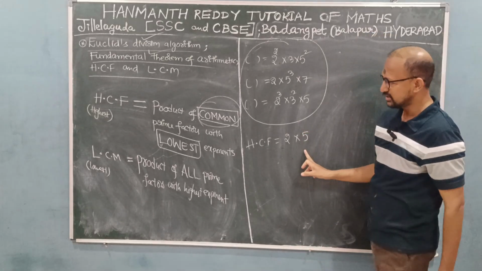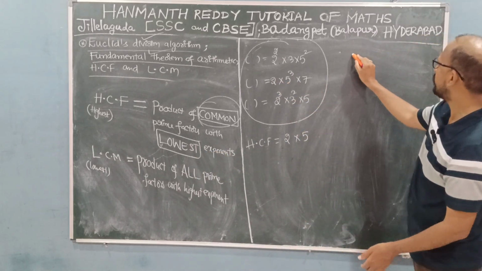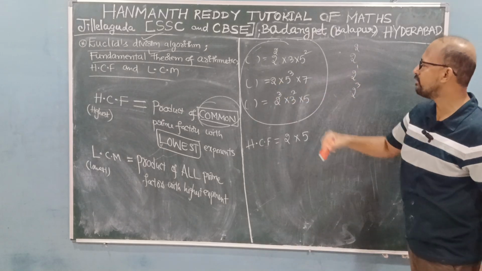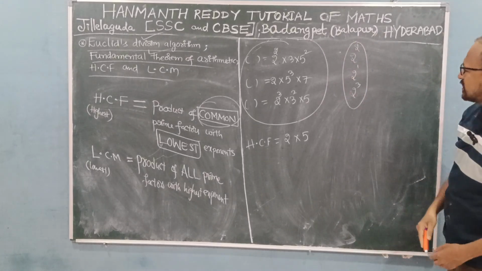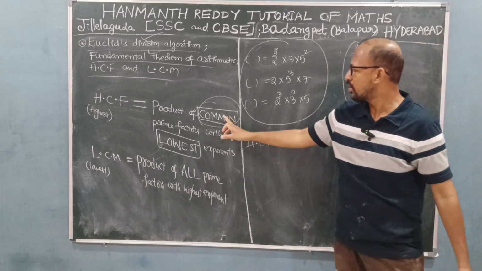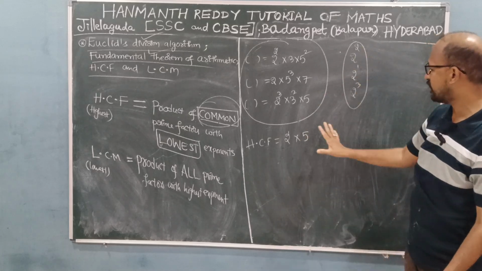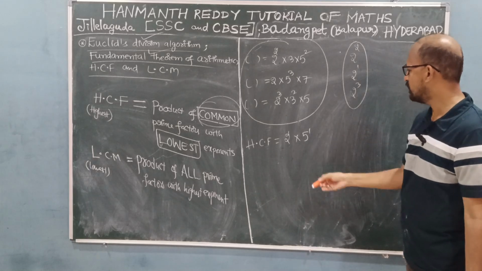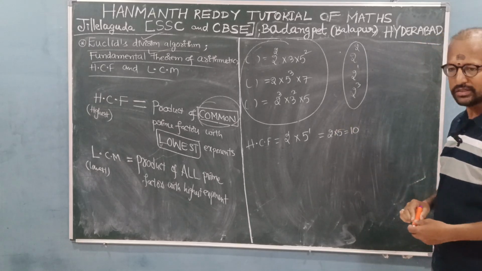After writing the common factors, for those common prime factors write the lowest exponent. For 2, what is the lowest exponent? For understanding, I am writing here 2 square, 2 power 1, 2 power 3. From these three combined together, the lowest exponent is 1. So that is the formula: common prime factor with the lowest exponent. Similarly 5 power 1. So the answer is 2 repeated one time, 5 repeated one time. Answer is 10. This is the way to write HCF.